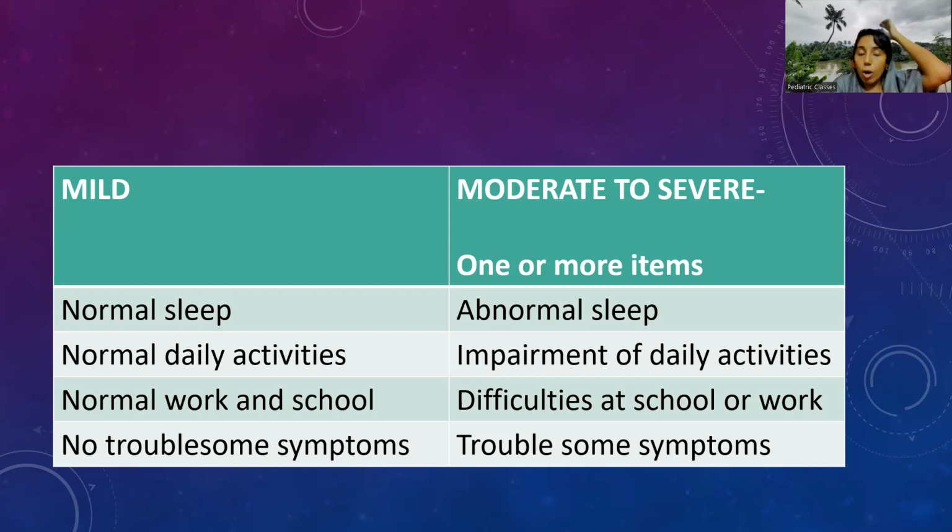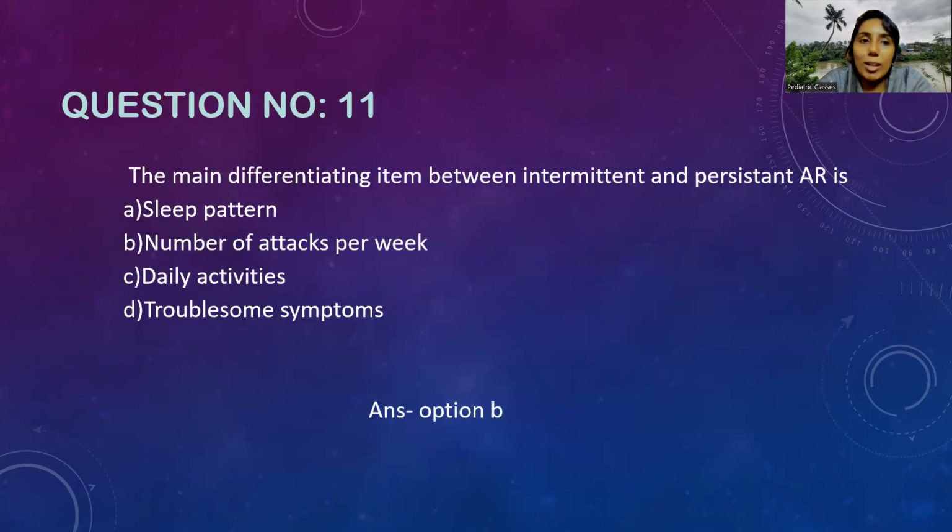So for this categorization of allergic rhinitis, we need to consider the number of times the patient is having symptoms, and also categorize the symptoms according to sleep, daily activities, and the other things I have discussed so far. So we have 4 types of AR: mild intermittent, mild persistent, moderate to severe intermittent, and moderate to severe persistent. Okay, now with this, can we go back to this question?